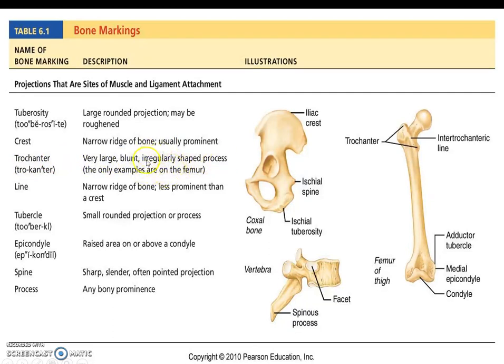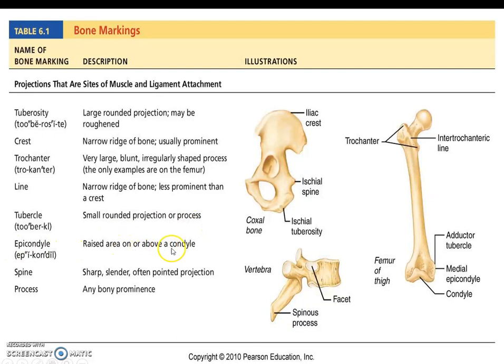And the only trochanters are on the femur. So you can see here is the greater trochanter, and here is the lesser trochanter. So just remember that the trochanters are found on the femur. A line is a narrow ridge of a bone, which is less prominent than a crest. So a crest is a bigger one, and a line is a smaller one. A tubercle is a small rounded projection or process.